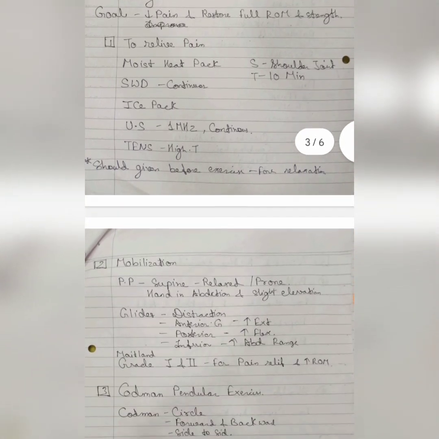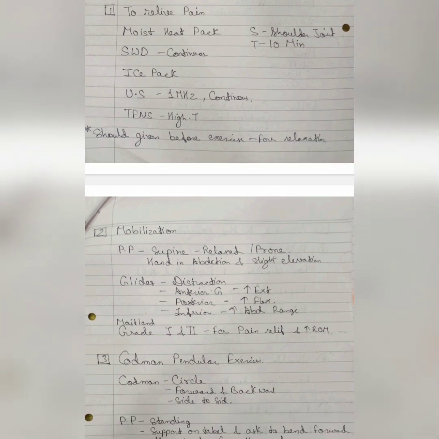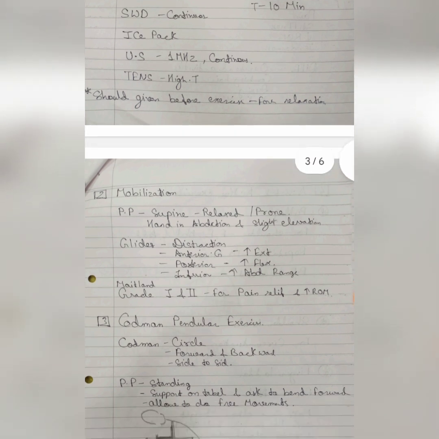Okay, so the first thing you have to write is the goal. In this, the patient will mainly be having pain, so you have to reduce the pain and improve the range of motion, right? And you can also mention that you have to improve the strength. So the first thing is to relieve pain.